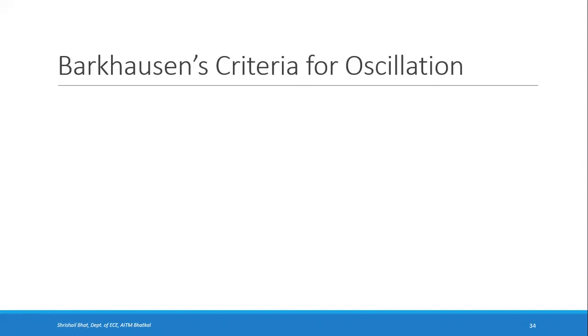Next we will see a very important criterion, Barkhausen's criteria for oscillation. This is a very important question from the point of view of examination. It is a sure question in the exam from the 4th module. It can be asked for 5 to 6 marks. This criteria specifies the requirements, the necessary and sufficient conditions, to generate oscillations.